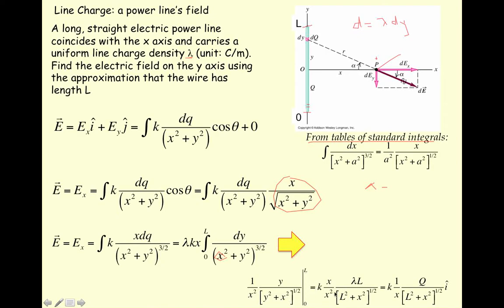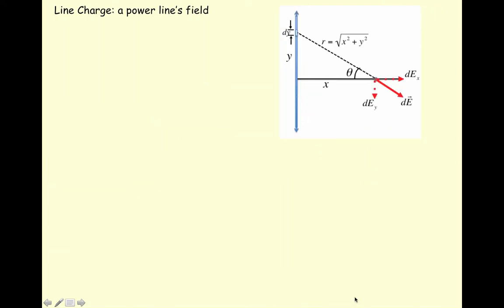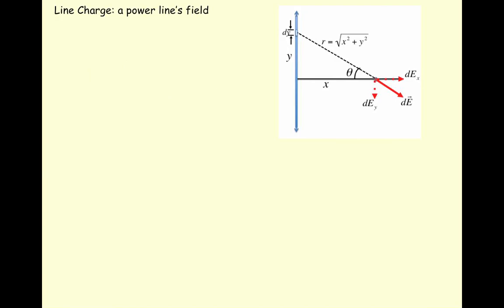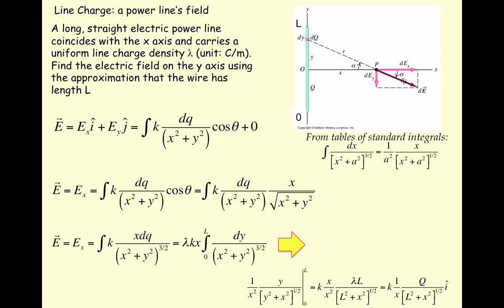So if I do that, then when this is L, this will be L squared plus x squared, and when it's 0, it will be 1 over x squared. Okay, so when y is equal to 0, this guy is 0, because you have a y here. Sorry, I have an x, x squared, 1 over x squared, and y is equal to L there.